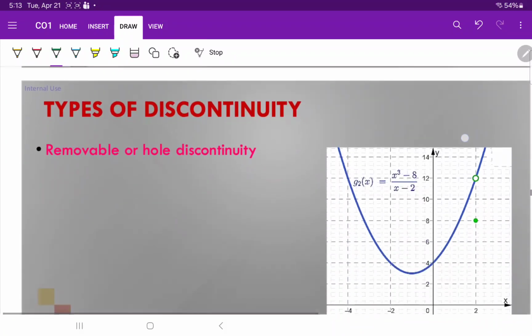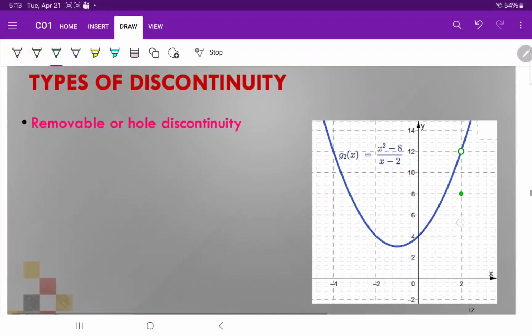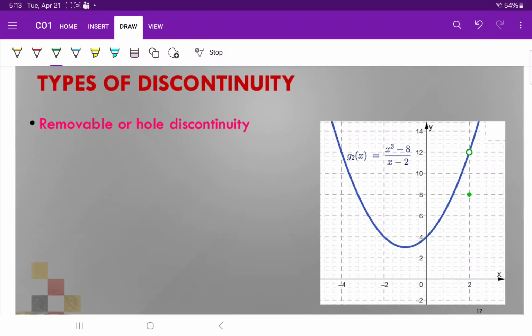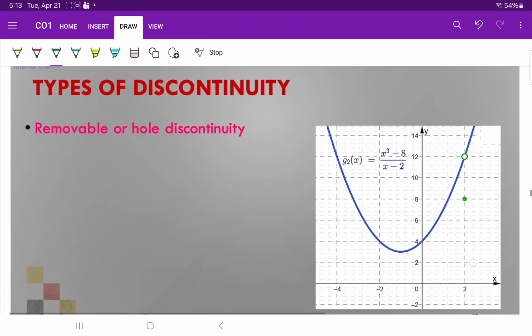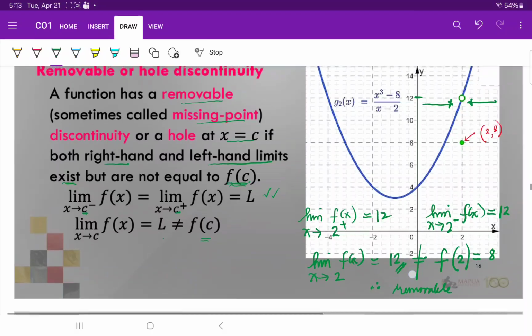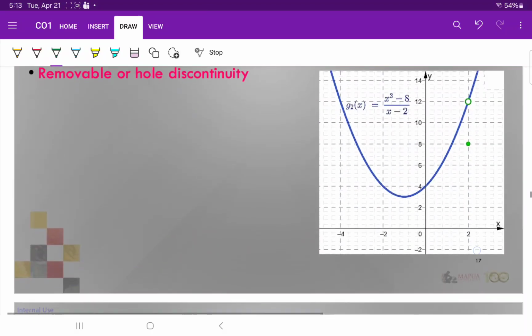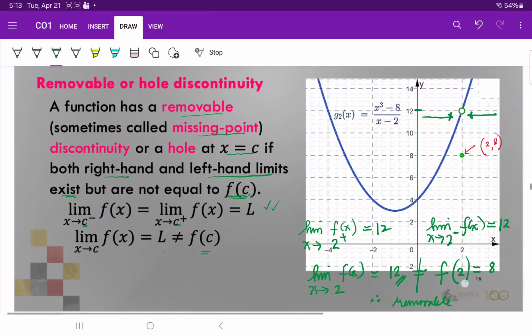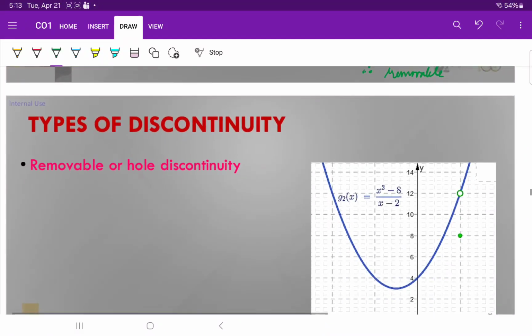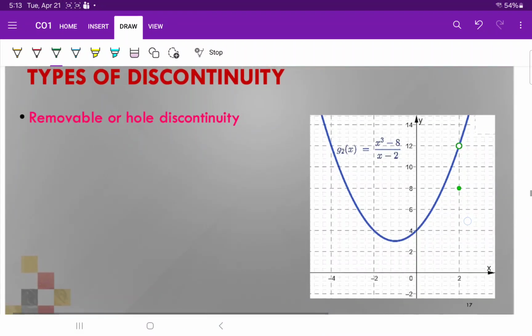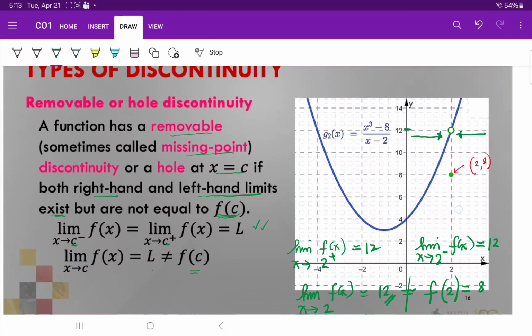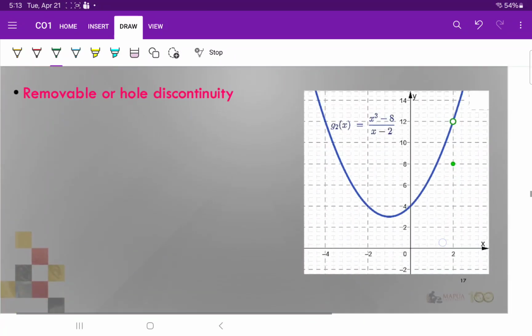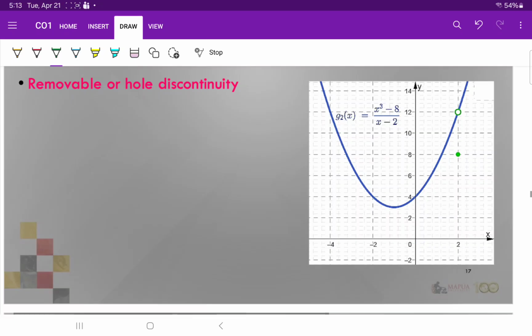Alright? Next, we have an example here. What type of discontinuity is this? It's similar to this one. They are the same, right? It's x cubed minus 8 over x minus 2. I already solved the discontinuity here, so this is done already.